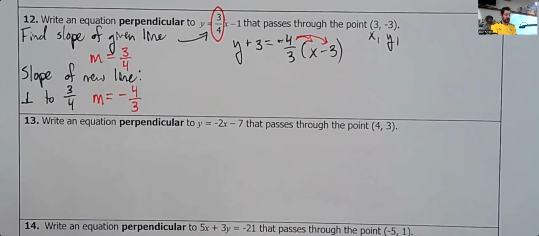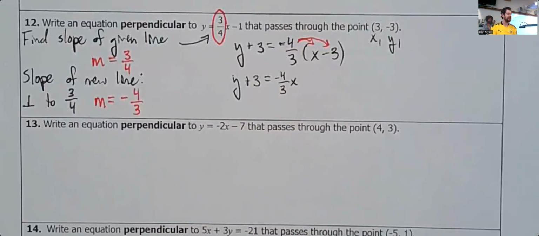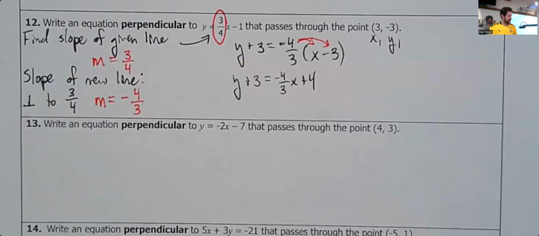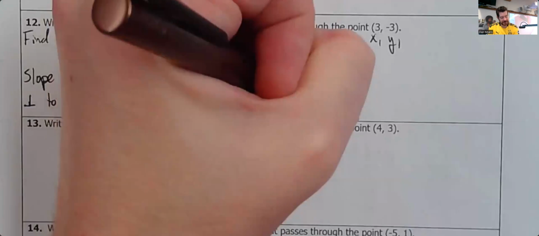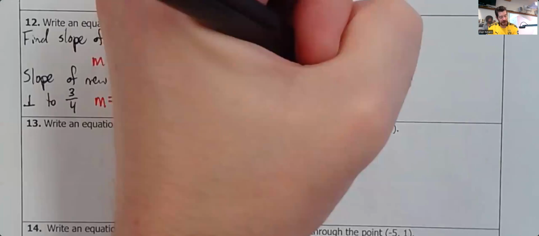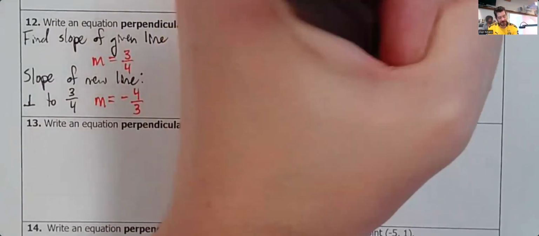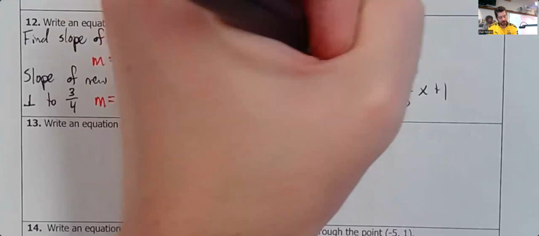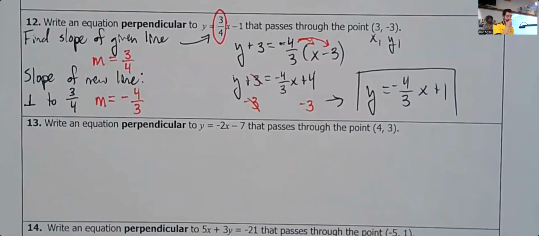So we'll go ahead and distribute the -4/3. So we're going to get y plus 3 equals -4/3 x. And then what's -4/3 times -3? 4, yeah. So plus 4. And then subtract 3 from both sides, -3 and -3. And so our answer, just going to write it over here, is going to be y equals -4/3 x plus 1. There we go. What's 1 minus 3 would be? -2.